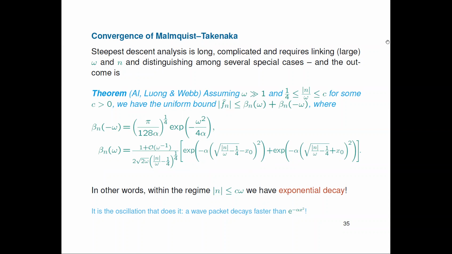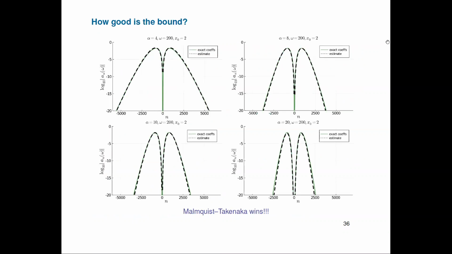Then we are in the scenario that Andre Weidemann proved. We have convergence which is sub-exponential, e to the minus mod n to the 2/3. But once omega grows, once we have fast oscillation, we have longer and longer intervals of exponential decay. And the bound is really perfect.